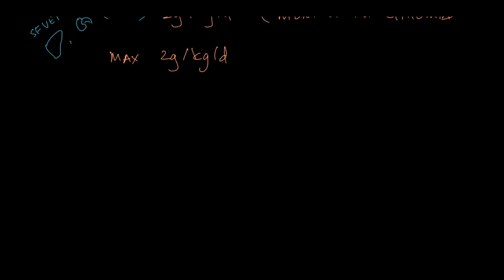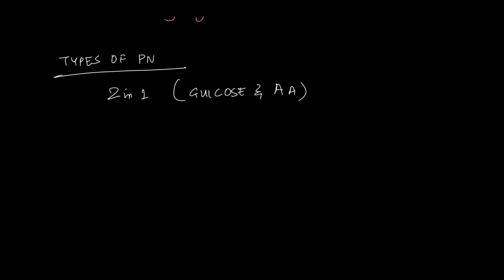So there are various types of parenteral nutrition. One is a 2-in-1 solution which contains glucose and amino acids, and the other is a 3-in-1 solution which we discussed earlier, where we have glucose, amino acids plus lipids. So this is more common, and there are various advantages of 3-in-1 solution, like it is readily available, stable, easy to use, and time saving.